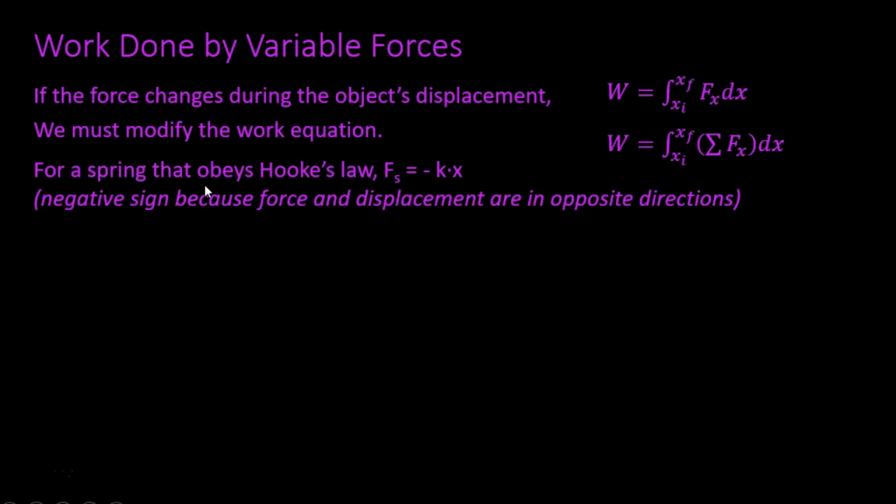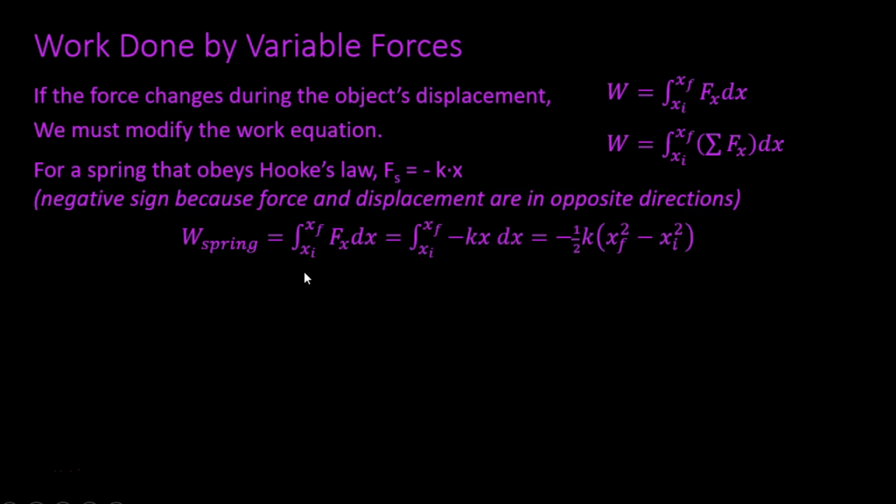Springs are a popular example in AP Physics to use when studying varying forces because the force exerted by the spring is proportional to the displacement of the spring from its normal or equilibrium position. The negative sign in front of the spring constant exists because the force the spring exerts on the object is going to be in the opposite direction of the object's displacement.